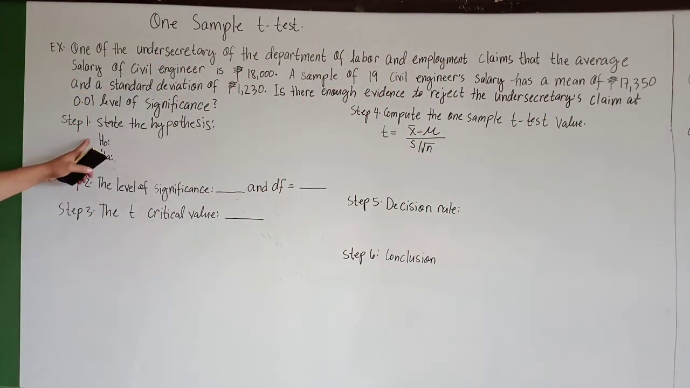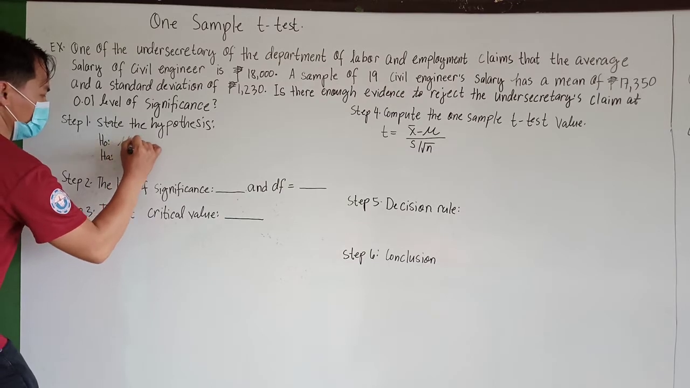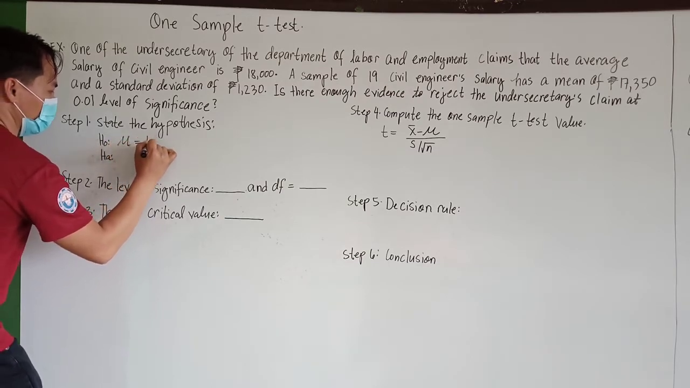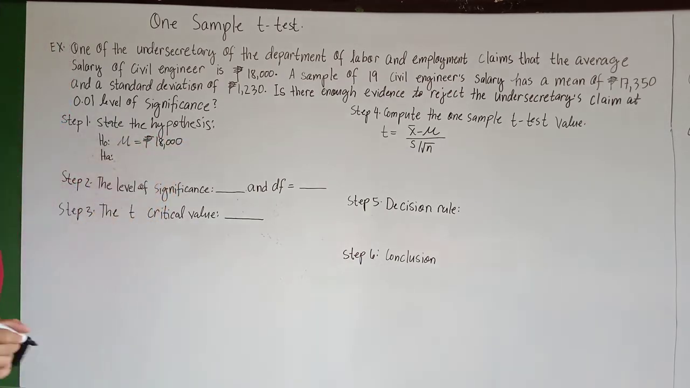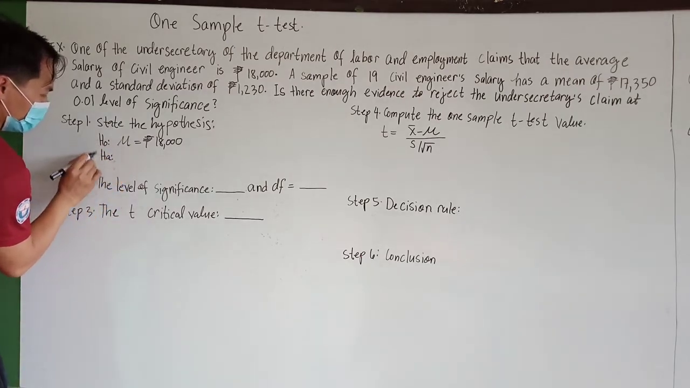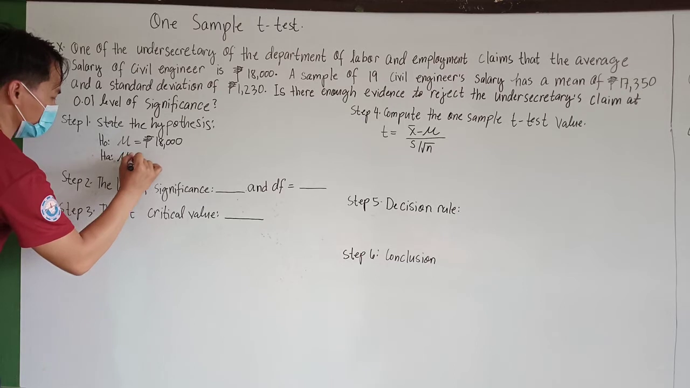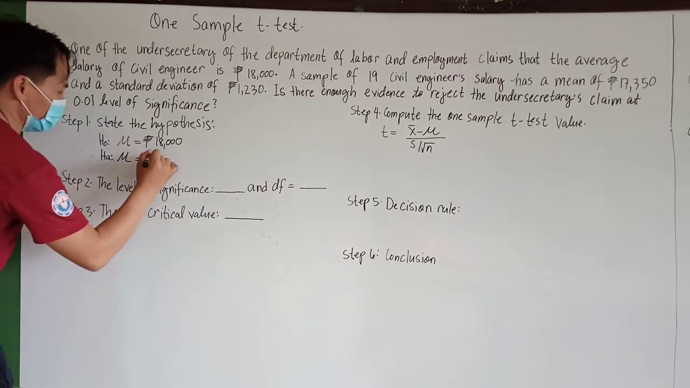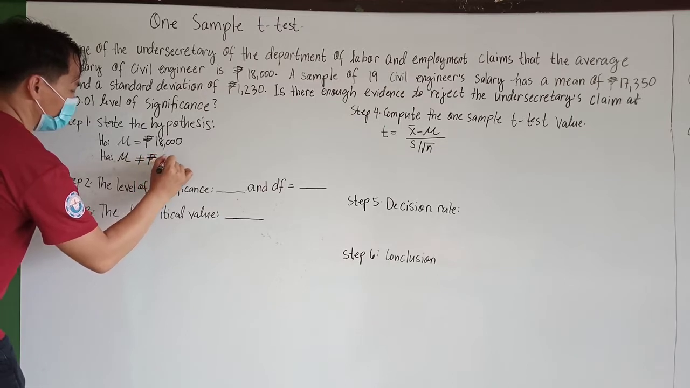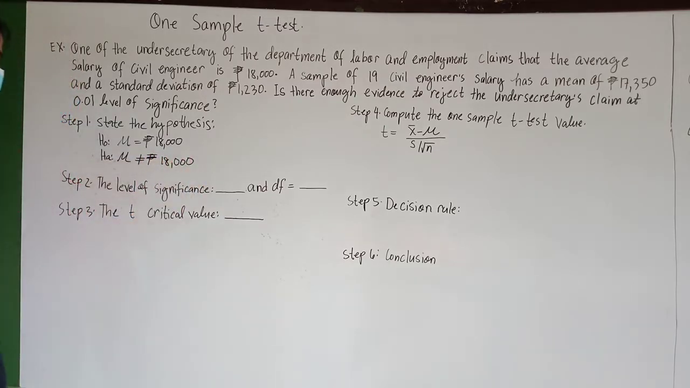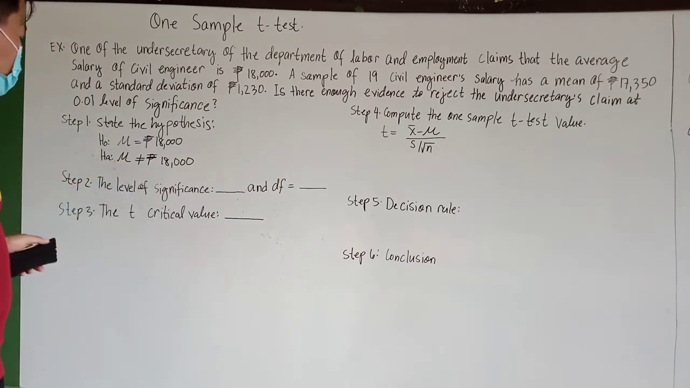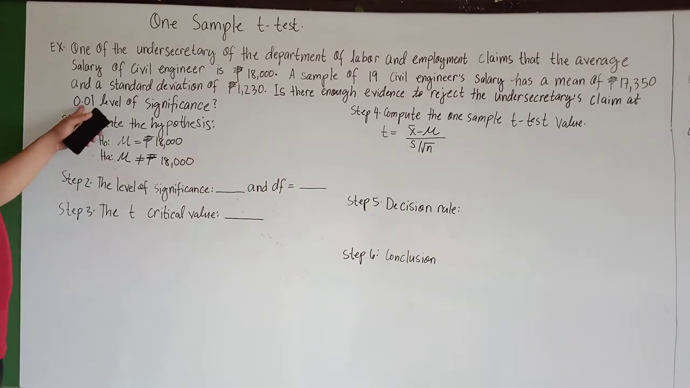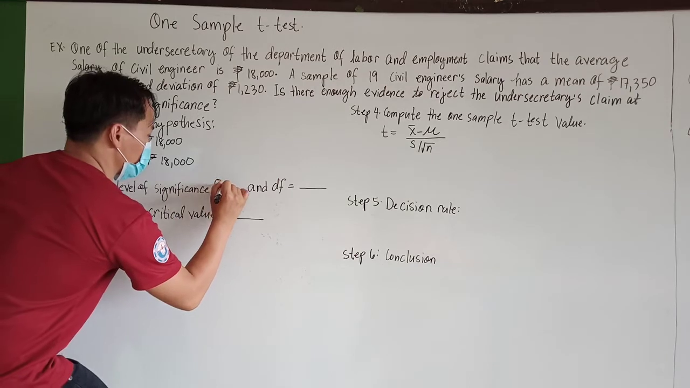For step number 1, we have the null hypothesis: the population mean is equal to 18,000 pesos. Against the alternative hypothesis, that the population mean is not equal to 18,000 pesos. Next, let us identify the level of significance. The level of significance is already given in the problem, that is 0.01.